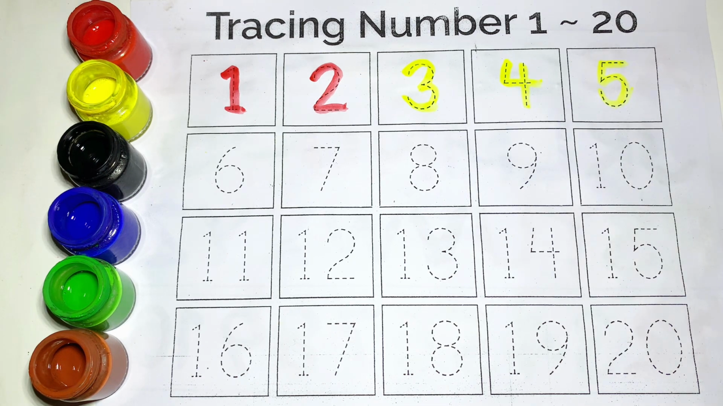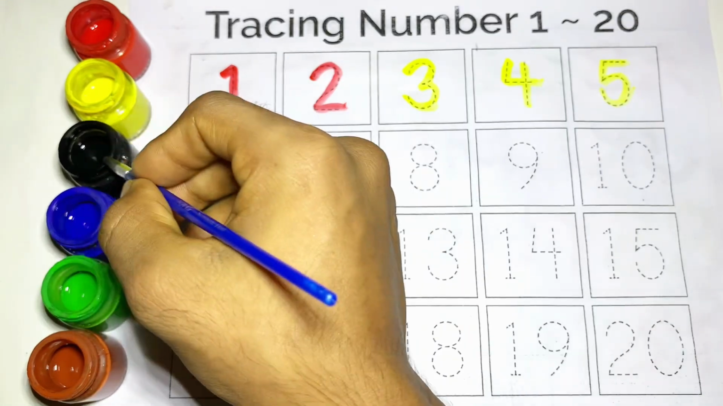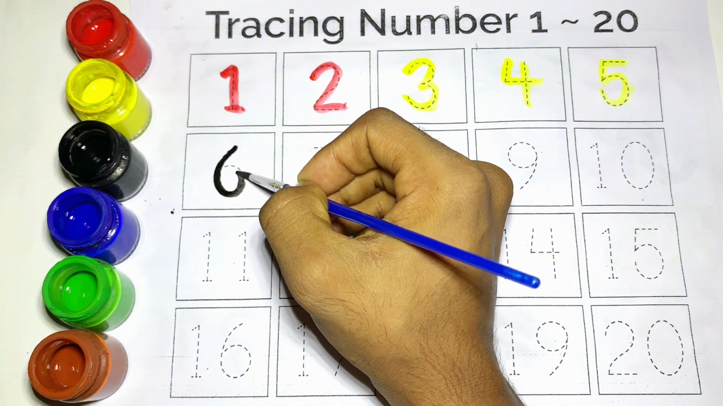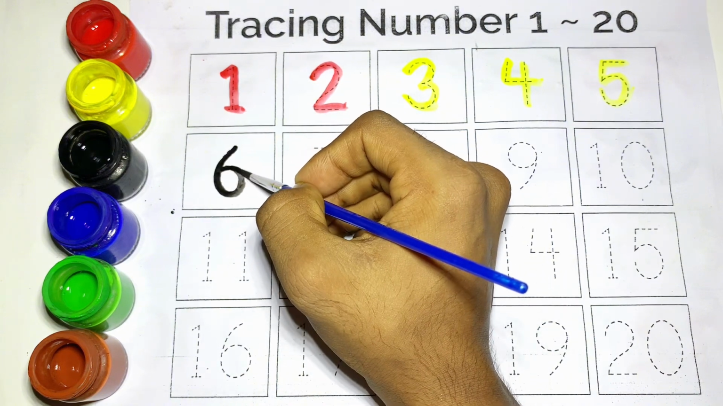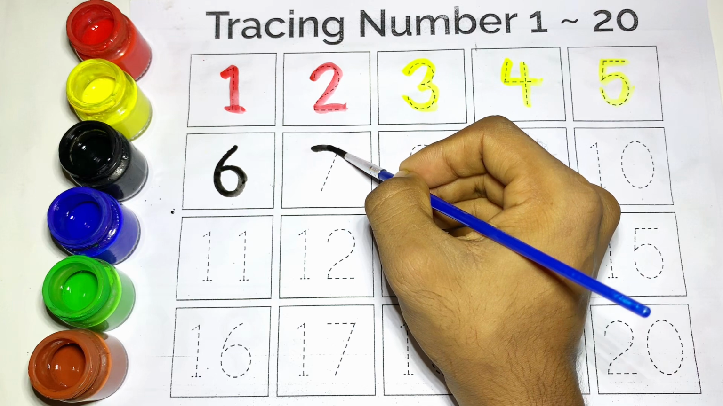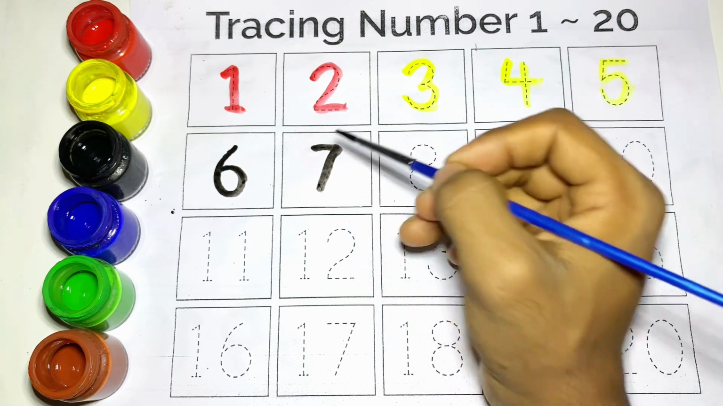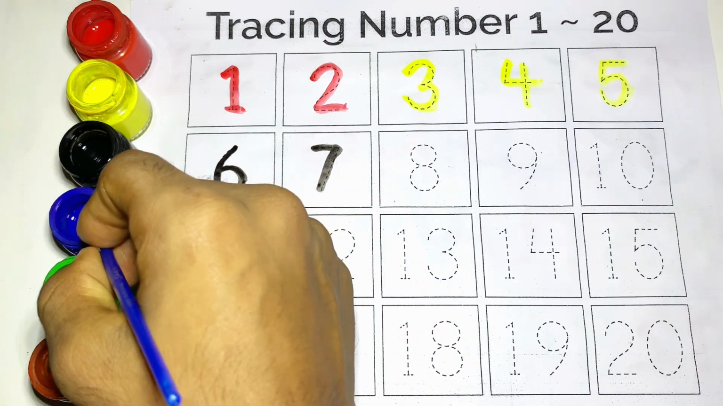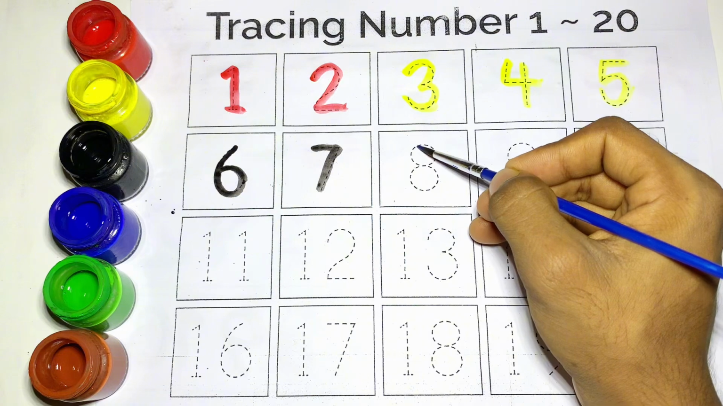Kids, now draw 6. The number 6, and use black color. 7. The number 7. Kids, now draw 8. The number 8, and use blue color.